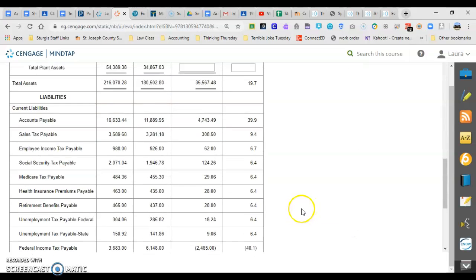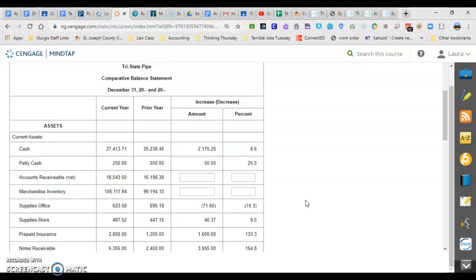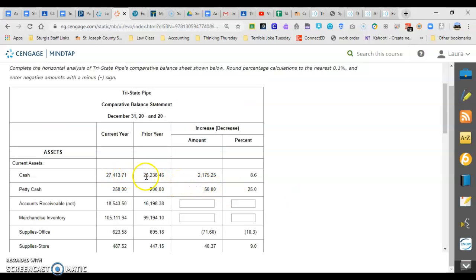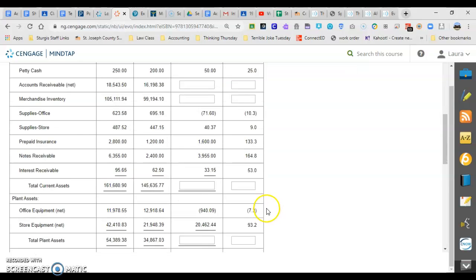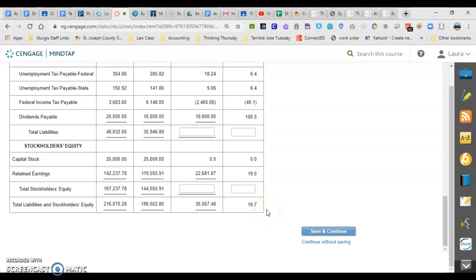Okay, so then a comparative balance sheet again is going side by side, and you're going to take the current year minus the prior year to have the amount, and then divide the difference by the prior year to get your percentages. Okay, and I'm going to show you what that looks like in the end here.